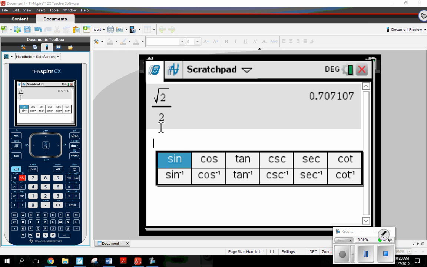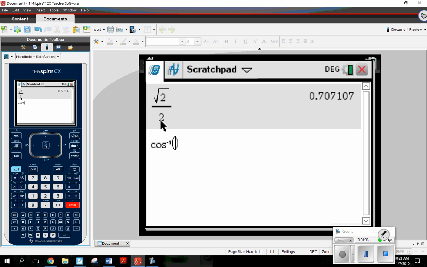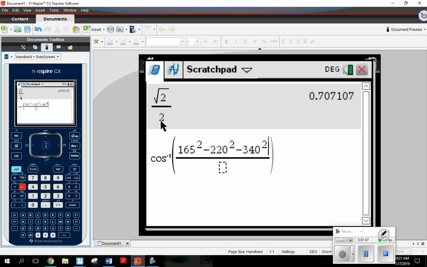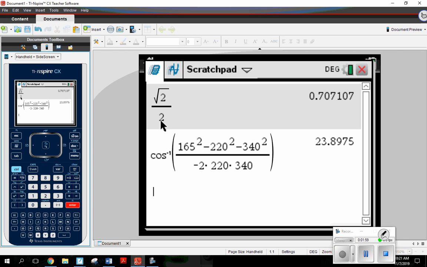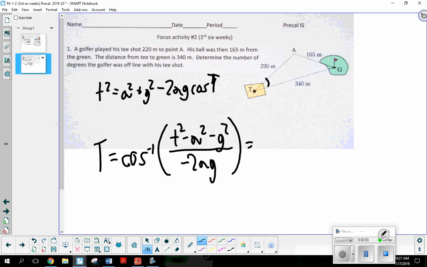So, inverse cosine of, what were the numbers that we used? Minus 220 squared. All right. Over negative 2 times 220 times 340. So 23.8975, we'll round that to the nearest degree. 24 degrees.